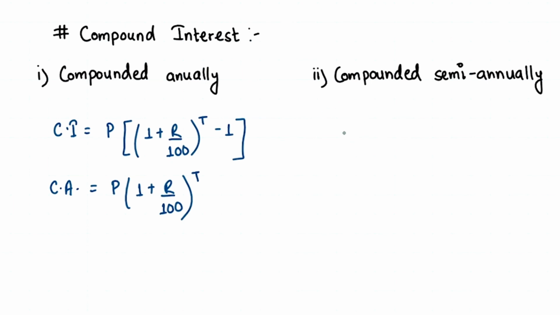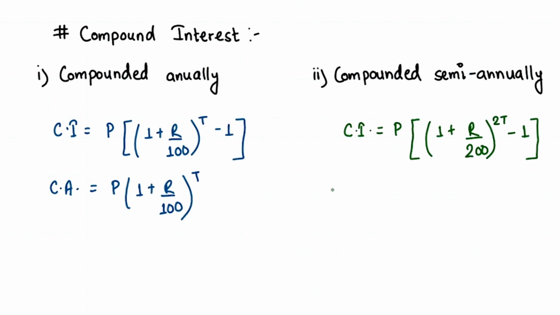Now in case of compound interest compounded semi-annually, we have a similar formula for compound interest and compound amount. So in case of compound interest, we have P, right? Again, big bracket, and then we have 1 plus R, right? Divided by, instead of 100, we are going to write 200 over here and bracket close. And then instead of T, we are going to write 2T, okay? So we are adding 2 over here and then over here. And then we have minus 1 over here and bracket close.